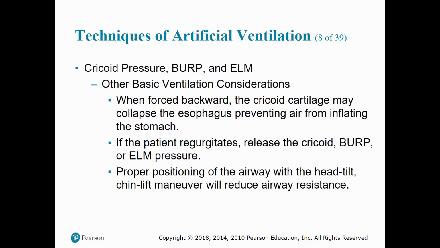Some other considerations when using one of these three methods: the cricoid cartilage is the only complete cartilaginous ring. When forced backwards, it may collapse the esophagus behind it against the cervical vertebrae, preventing air from traveling down to inflate the stomach and stomach contents from moving up. If the patient begins to regurgitate, release the cricoid, BURP, or ELM pressure to prevent an esophageal tear. Immediately turn the patient onto their side, if possible, and suction the airway until clear. Proper positioning of the airway with the head tilt chin lift maneuver will also help to prevent gastric inflation.